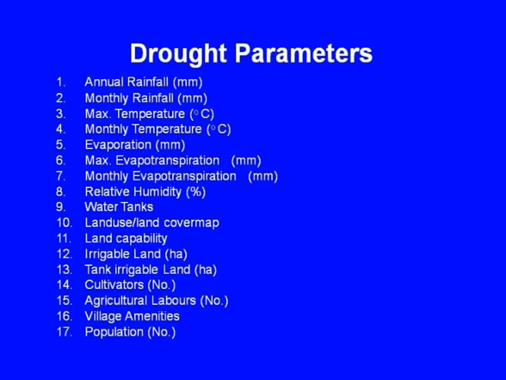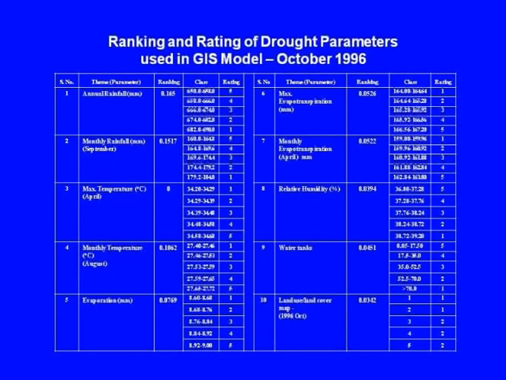Based on this, the drought parameters have been identified. There are 17 such drought parameters which have been taken into consideration, and we have already seen the creation of these layers in the previous slides. Now we go on to provide the ranking and the ratings of the various drought parameters. So, for example, for annual rainfall, a ranking of 0.165 has been obtained.